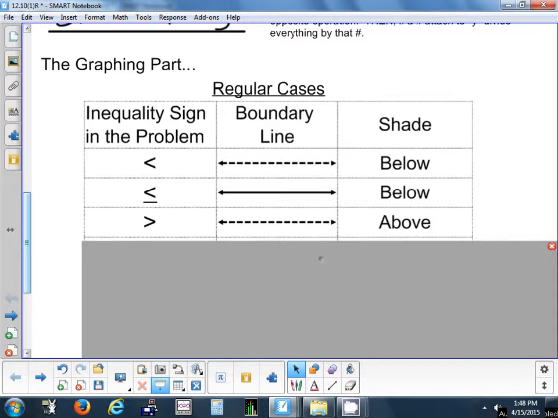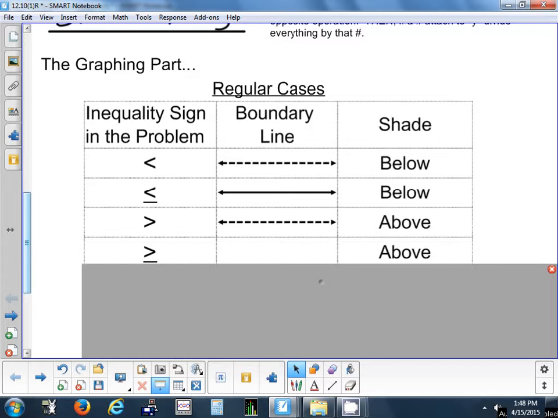All right, Tyler, question? I know what the next one is. All right, tell me the next one. Greater than or equal to. Greater than or equal to? Oh, guys, that got screwed up.